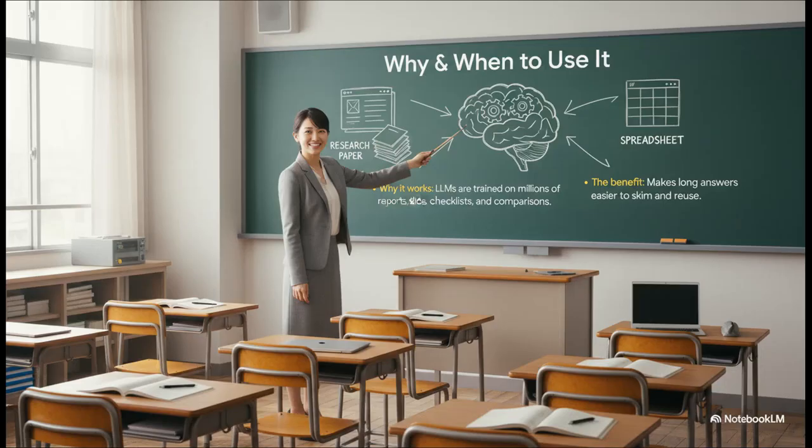And you know, the reason this works so well is actually kind of cool. These AIs have learned from, well, pretty much the entire internet. Millions and millions of websites, reports, and articles that are already structured with things like tables and bullet points. It already knows what a good table looks like. So when you ask for one, you're just tapping into that knowledge it already has. It is perfect for reports, checklists, comparisons, anything you need to be able to scan and use quickly.